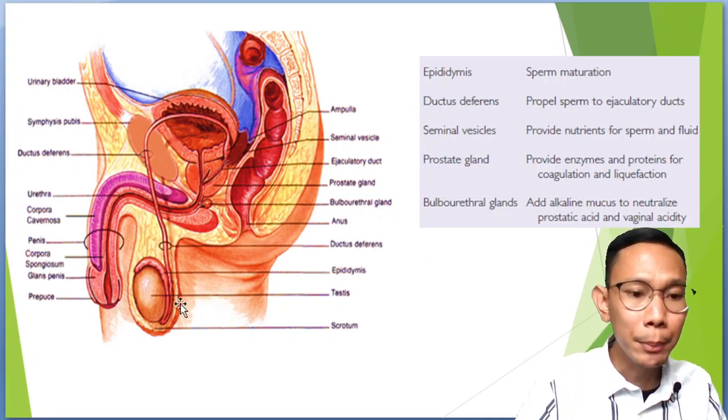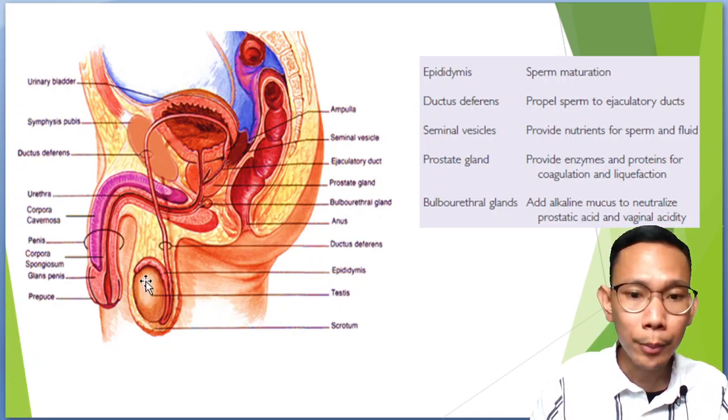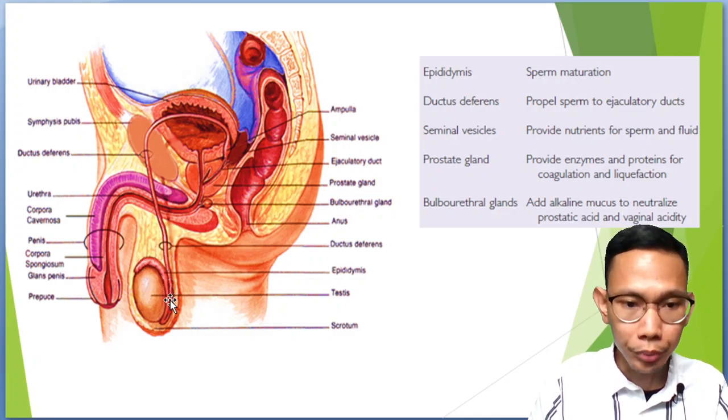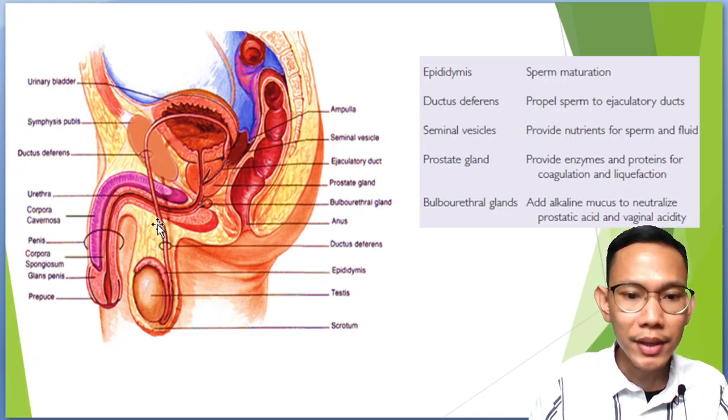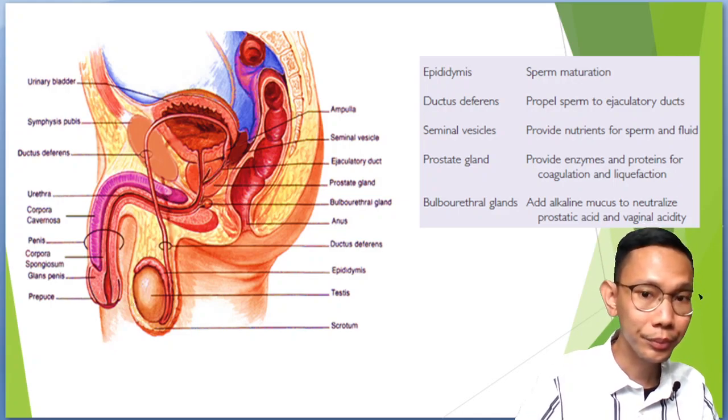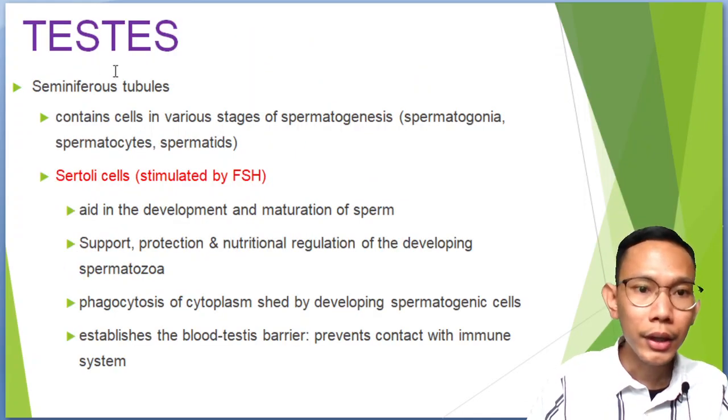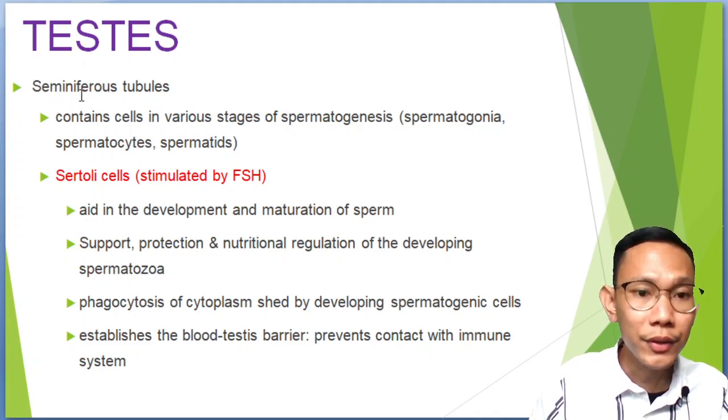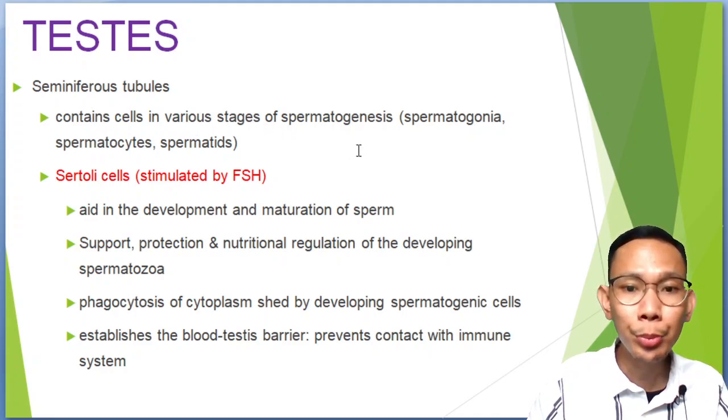So just remember the pathway of your semen, guys, from your testis, specifically your seminiferous tubules going to your epididymis, then vas deferens, then to your ampulla, then your ejaculatory duct to your urethra, then goes out to your penis. So our testis is comprised of seminiferous tubules. It contains cells in various stages of your spermatogenesis.